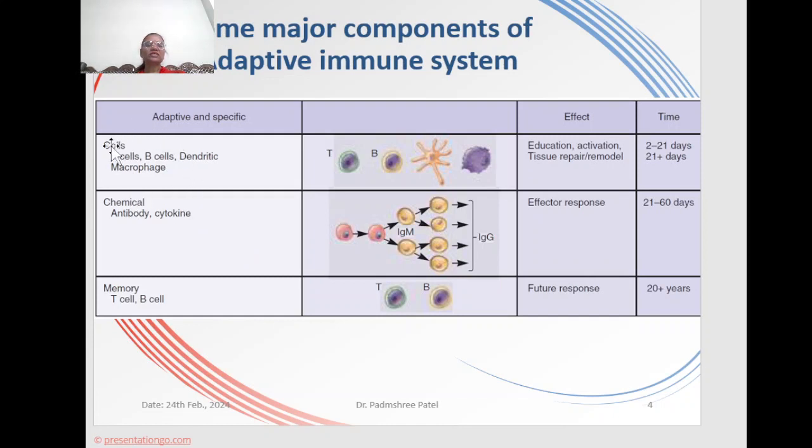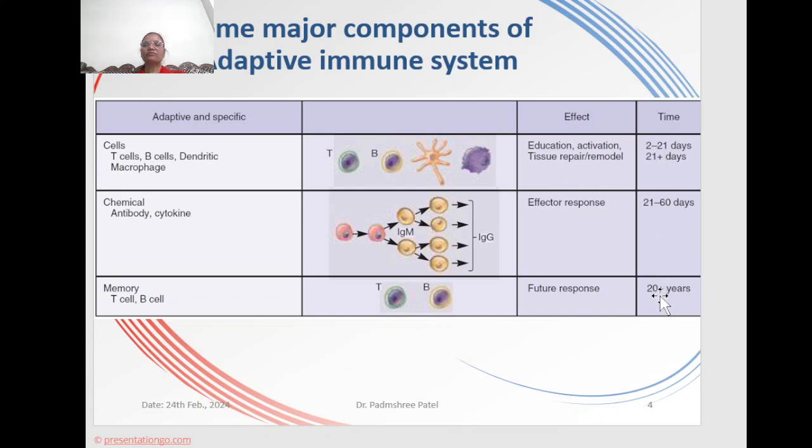Next, we have the major components of the adaptive immune response. They mainly include the specific type of cells, that is T cells and B cells, and yes, dendritic cells as well as macrophages also help in the adaptive immune response. What is the role played by them? They help in education, that is, deciding what type of response should be given to the invader. They are also involved in activation of the immune system cells. They play a role in tissue repair after damage has occurred from a pathogen or foreign invader.